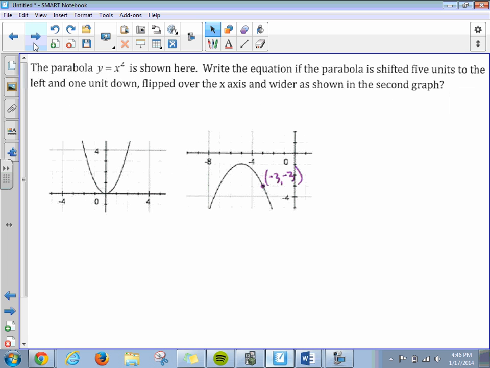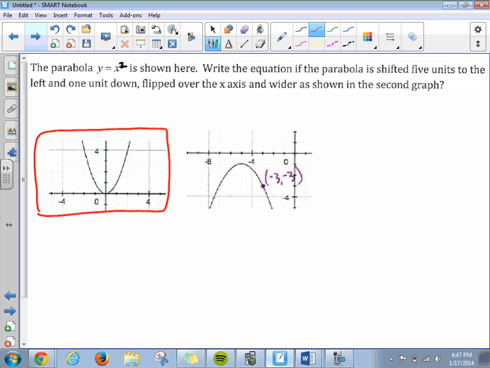Next, we have a parabola. So they tell us that we have y equals x squared. My 2 got cut off. Y equals x squared is shown here. So that's what this is. It says, write the equation if the parabola is shifted 5 units to the left and 1 unit down, and then it is flipped over the x-axis and wider as shown in the graph.